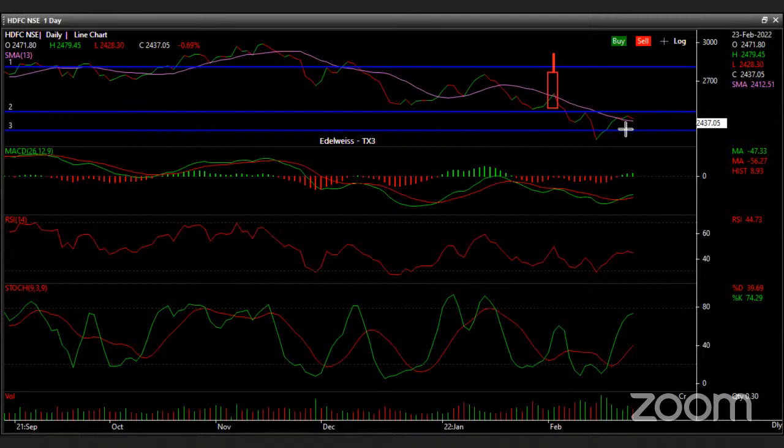Definitely not, because at the top the distribution is already over. So if we mix and match the indicators along with the price points, then only we can get a very, very good result.